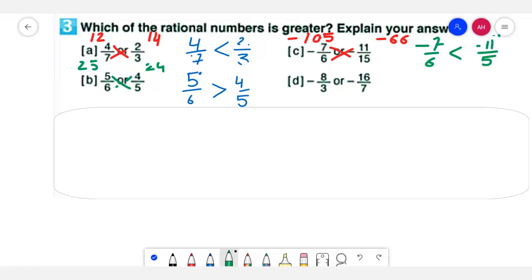And let's go now for number D and the last question in today's lesson. Negative 8 over 3 or negative 16 over 7. Which one of them is greatest? Let's do cross multiplication, since I have different numerator and different denominator. 7 times negative 8 is equal to negative 56. And 3 times negative 16 is equal to negative 48. Negative 8 over 3 is less than negative 16 over 7.